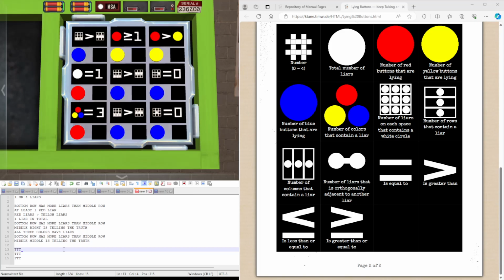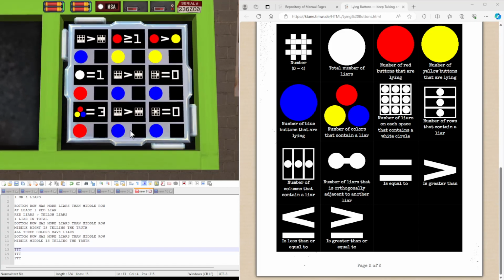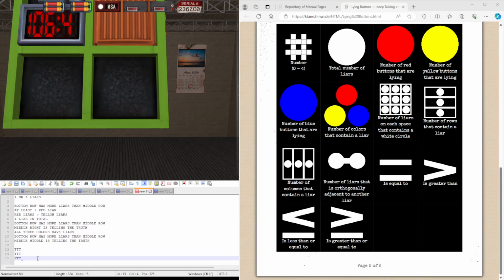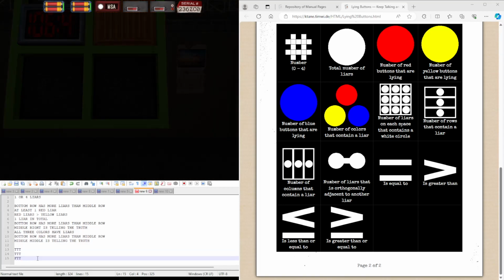So I actually think we've got the answer here. The only one that was telling a lie is the bottom left one. All the other ones are telling the truth. So let's see. There we go. So it is partly guess and check.